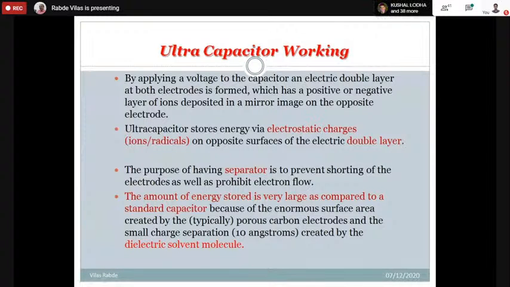The amount of energy stored is very large compared to a standard capacitor because of the enormous surface area created by the typically porous carbon electrodes, and the small charge separation, about 10 angstroms, created by the dielectric solvent molecule. So this is all a little bit of theory, may be boring for you.